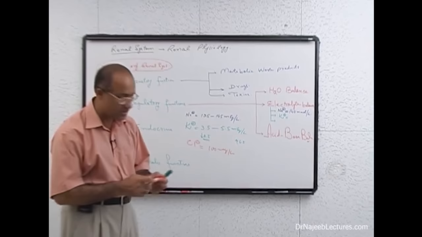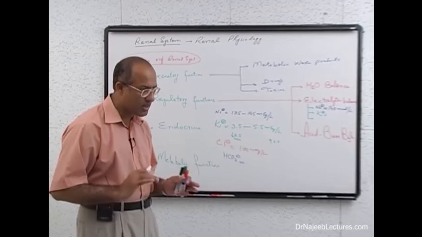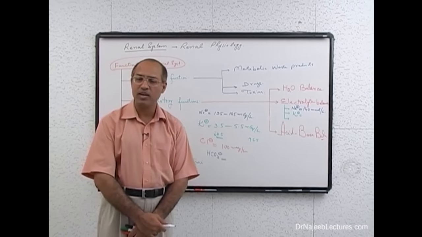And what about the bicarbonate level? Bicarbonate is also an electrolyte, isn't it? Bicarb is the alkali of your body, the base of your body, playing a major role in acid base handling and pH of the body. What is the normal level of bicarbonate ions?